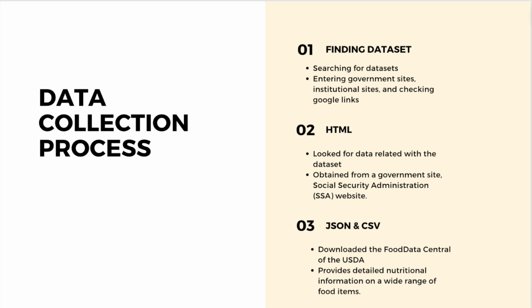For our data collection process, first we found a data set. In order to do this, we searched for data sets online, we entered government sites, institutional sites, and we checked Google links until we found one. Then we proceeded to find our HTML file, looking for data related to the data set that we already obtained, and after entering government sites and a lot of others, we found a Social Security Administration website, and that's where we obtained our files.